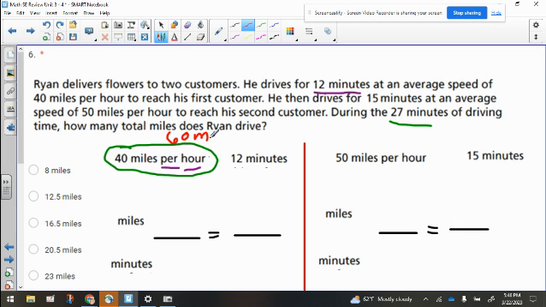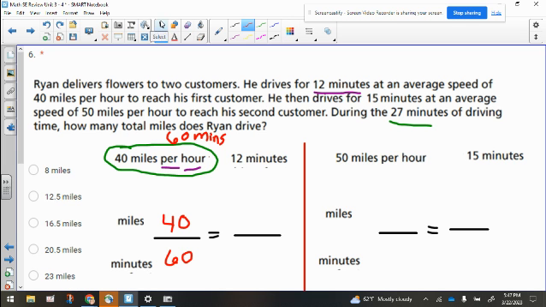So in our ratio, instead of putting 40 miles over 1 hour, let's rethink this per hour as 60 minutes. And why are we doing that? It's because this is in minutes. If this was in hours too, we wouldn't have a problem. But because this is in minutes, we need to rethink it as 60 minutes. So hopefully everybody understands what I'm saying there.